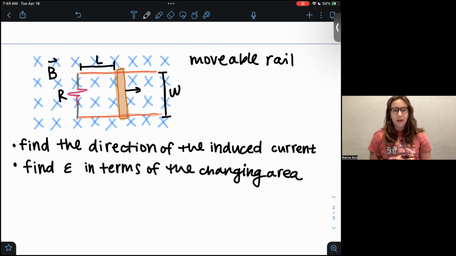So right now I have a movable rail system. The orange bits are conductors, and so there's no resistance in them. And then on the other end, I have a resistor of resistance R, and it is in a magnetic field. It's a constant magnetic field right now, and it's pointing into the page. So all those blue X's are the magnetic field, and they're pointing into the page. And right now I have an arrow saying that this one rail is moving to the right.